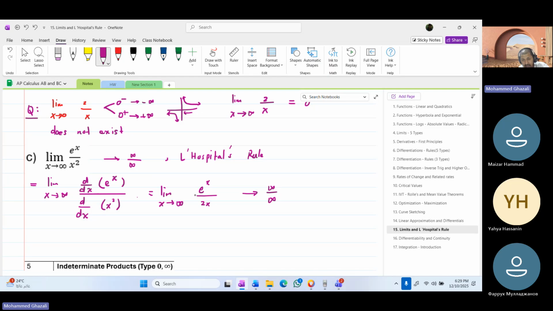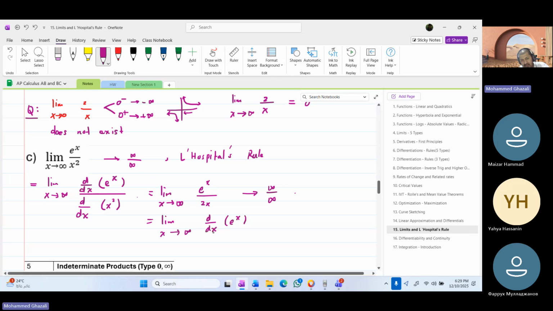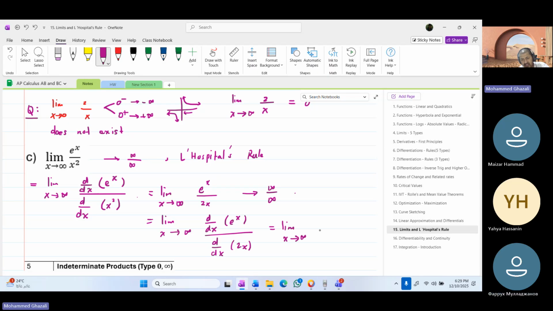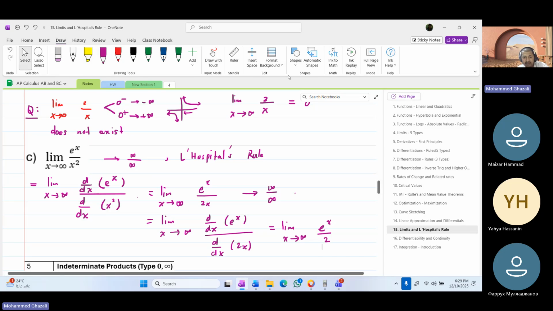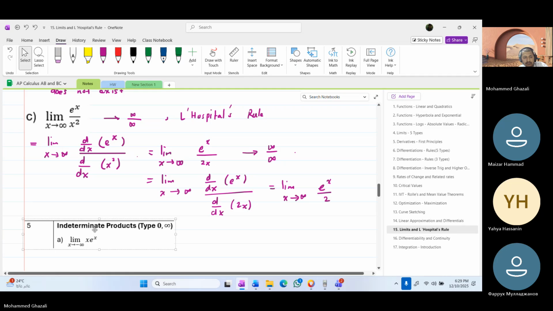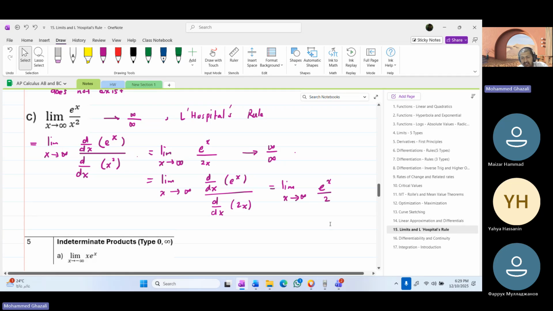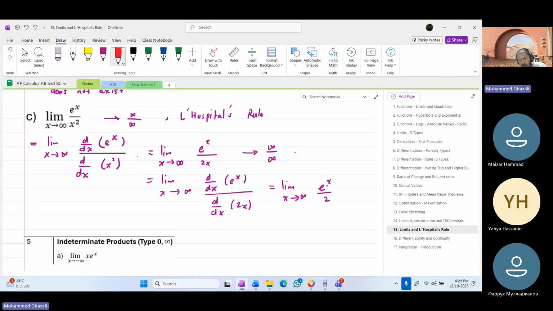So now you're going to repeat the same L'Hopital's rule process, okay? You're going to say the answer is now equal to the limit as x approaches infinity of d dx of e to the power x divided by d dx of 2x. So what we got? e to the power x over 2. Limit as x approaches infinity of e to the power x over 2. Now if I substitute infinity inside here, you're going to get e to the power infinity over 2. So the answer is just equal to infinity.